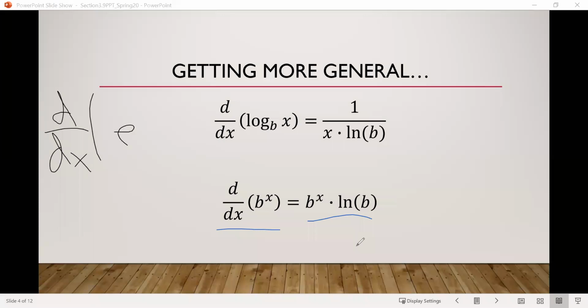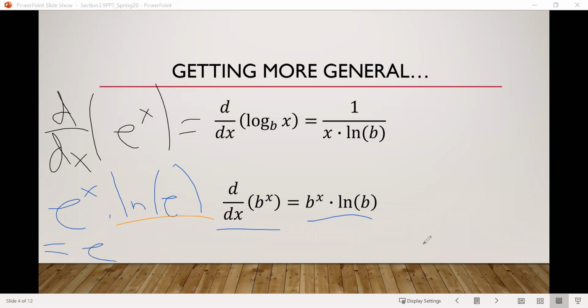So if we're doing the derivative of e to the x, well, according to this, that will become e to the x times ln of e. But again, what is ln of e? Well, that's just 1. So this comes out to be just e to the x, which is what we saw before. Okay? Good stuff.